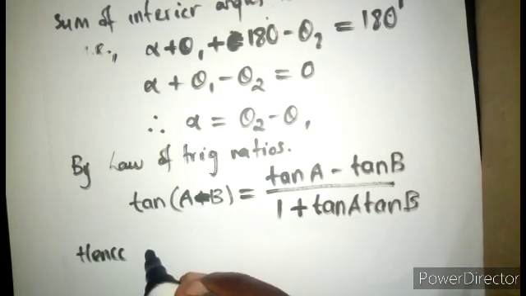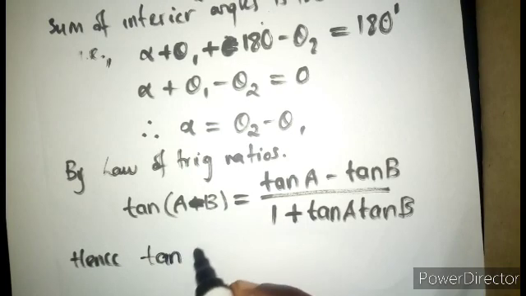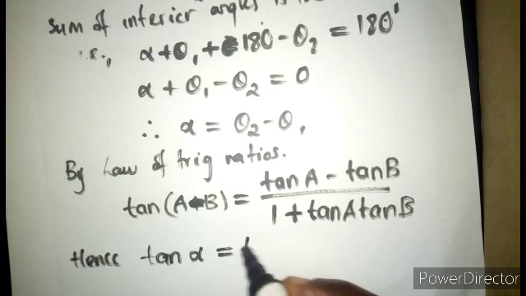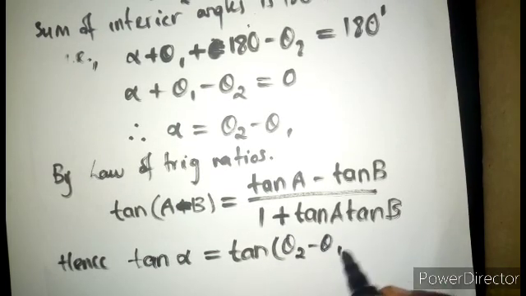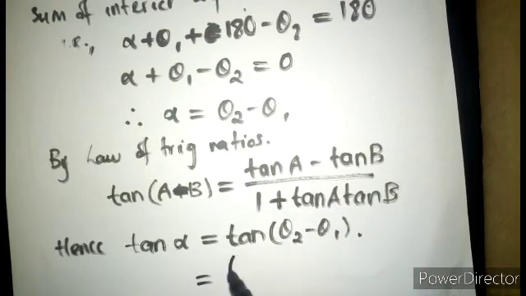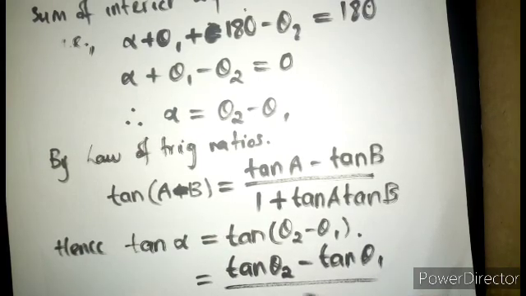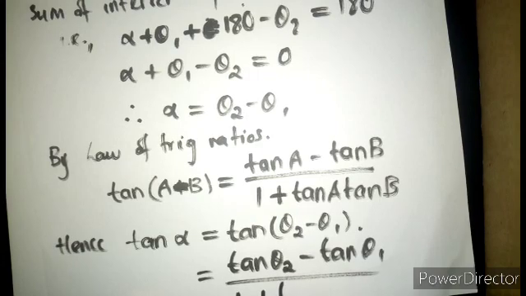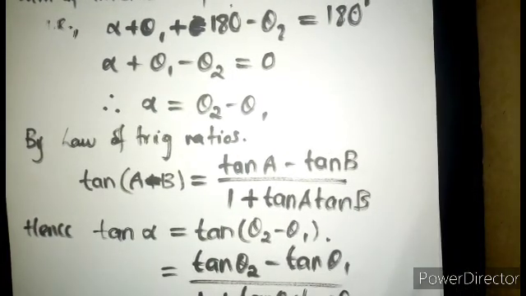Hence, the tangent of alpha should be equal to the tangent of what? Theta 2 minus theta 1, which is equal to, by this fact, the tangent of theta 2 minus the tangent of theta 1 all over 1 plus tangent of theta 2 times the tangent of theta 1.